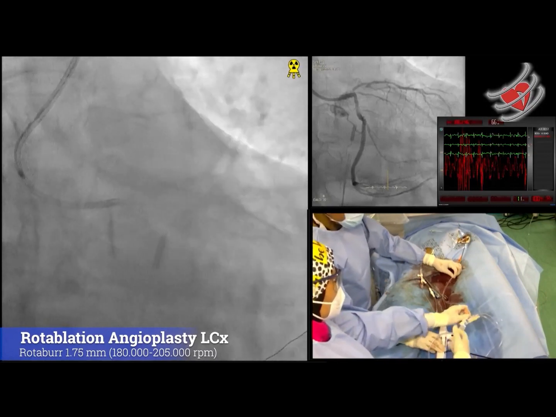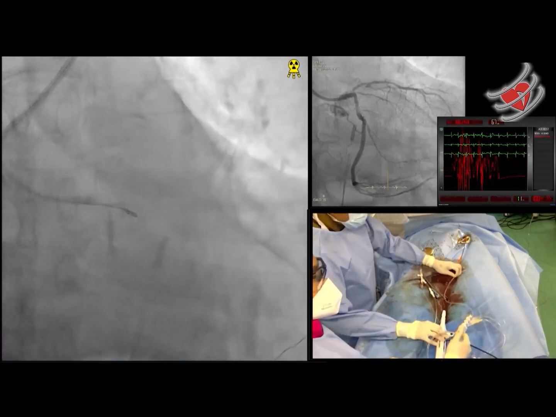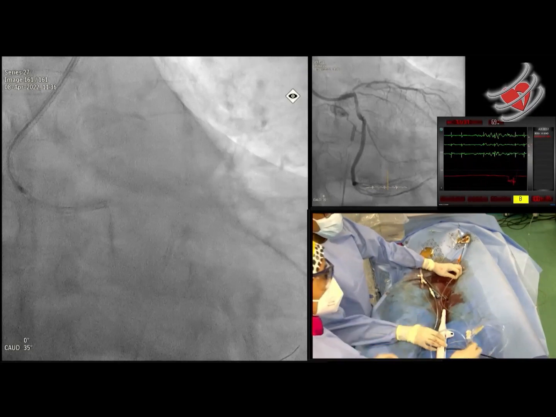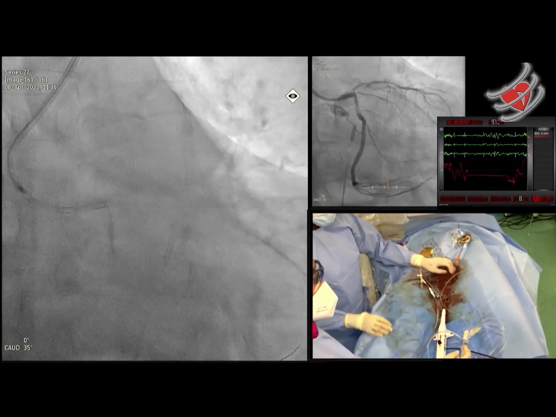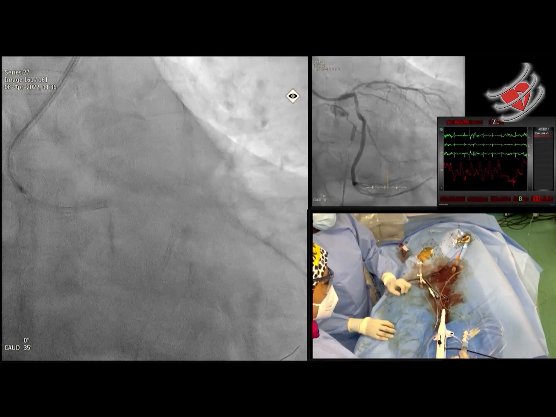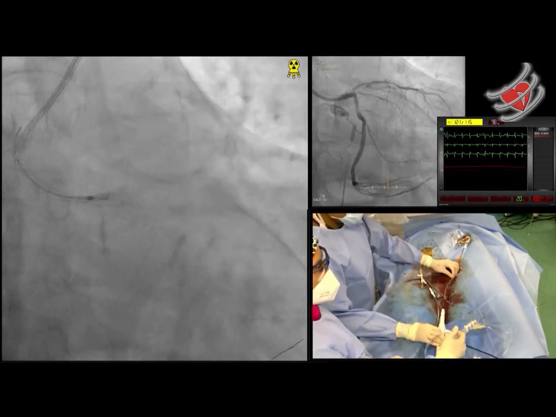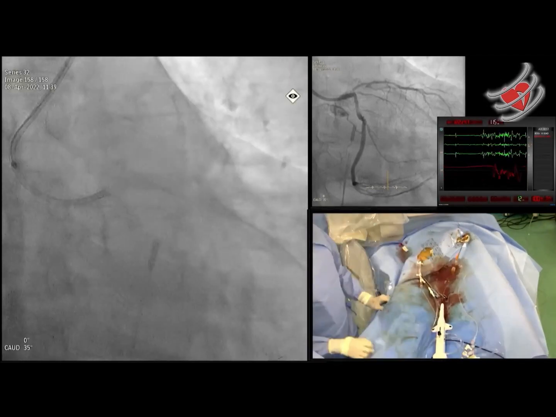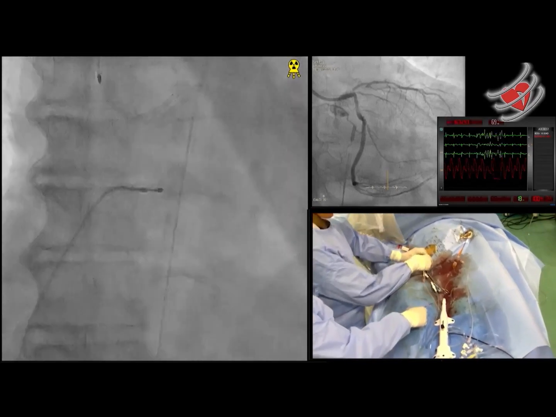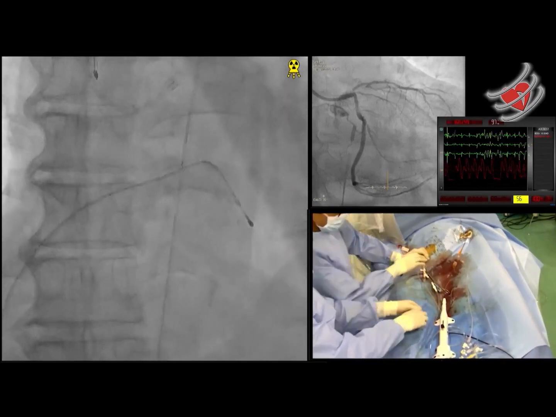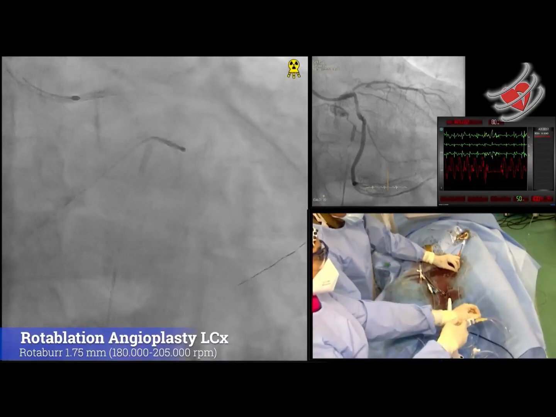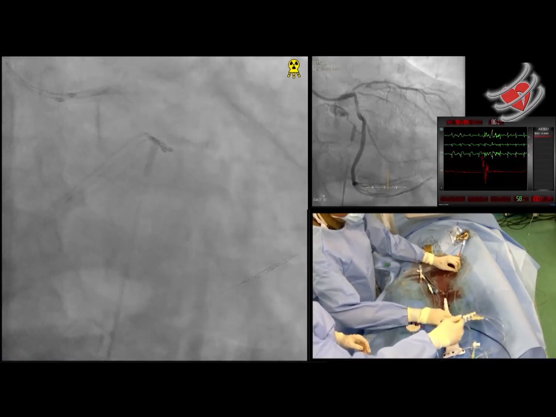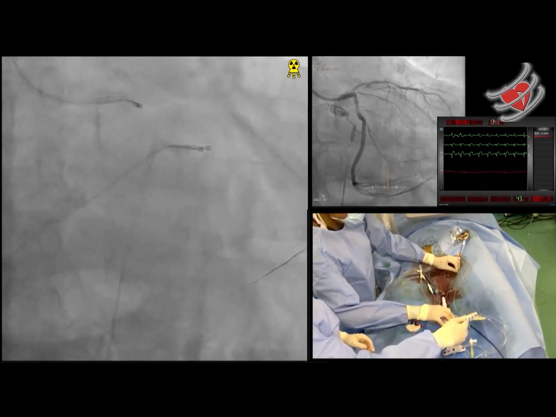So after several attempts, we decided to put in a temporary pacemaker there. Previously, we did not anticipate this outcome, but eventually we decided to do a temporary pacemaker. Here, Dr. Munawar did a very fast temporary pacemaker implantation. And then after the patient stabilized with the temporary pacemaker, we proceeded with the rotablation atherectomy quite smoothly without any problem.